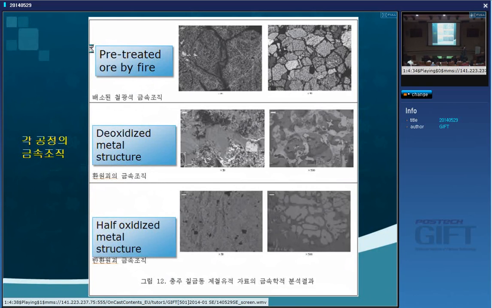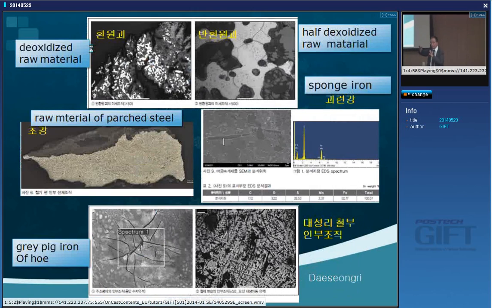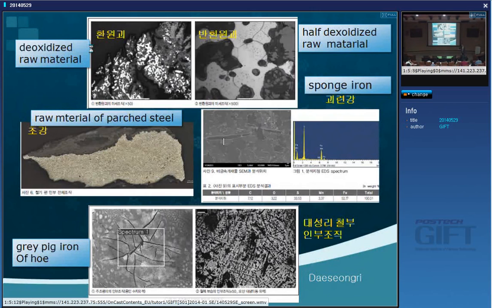In ancient times, when they smelted, they produced these two metal structures mixed. From that raw material, they had the next procedure. And well, this is very important. This is patched steel, almost without inclusions. Very fine steel at the time. This is the great pig iron, just iron already made.